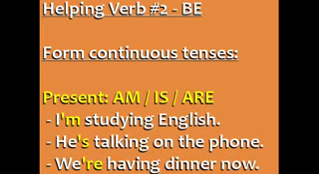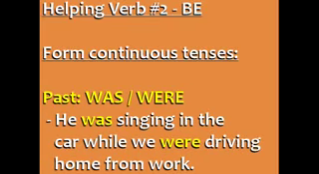Helping verb number two, be. Use be to form continuous tenses with the ing form of the verb. In the present continuous, be takes the form of am, is, and are. For example, I'm studying English. He's talking on the phone. We're having dinner now.